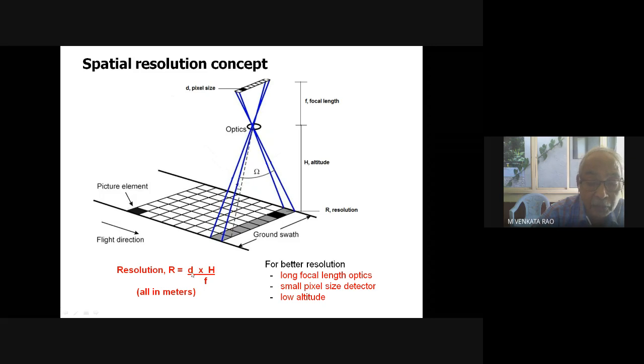Otherwise, you reduce the altitude, you come down. Instead of 800 kilometers, you fly at 400 kilometers from Earth, and you will get a high resolution image. Or increase the focal length. This is another parameter.